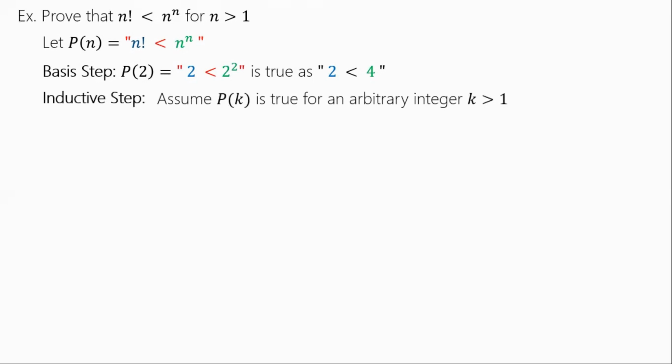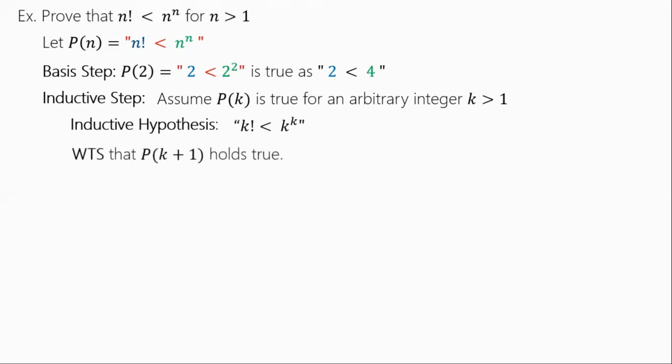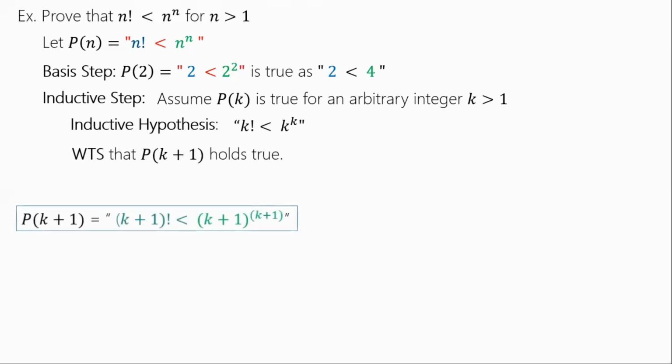Inductive step, assume Pk is true for an arbitrary integer k greater than 1. What does that assumption of Pk tell me? It tells me that k factorial is less than k to the k. So I want to show that Pk plus 1 holds true. Little note to myself, this is what I'm trying to show.